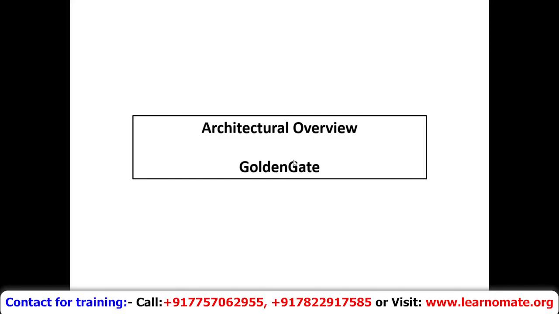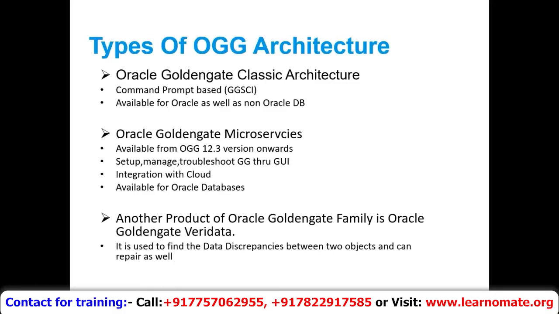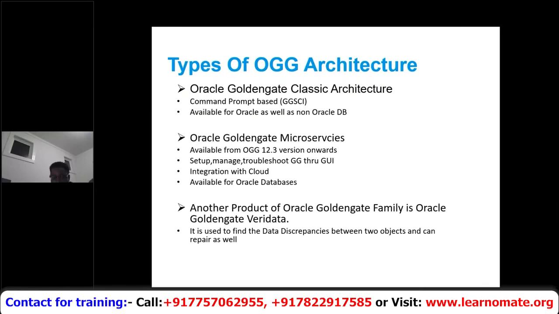Now, the different types of architectures available in GoldenGate. At the start of the session, I mentioned that what we are doing is classic architecture. So what is classic architecture, and what is microservices architecture? There are two types of architecture in GoldenGate: one is classic and the second is microservices.